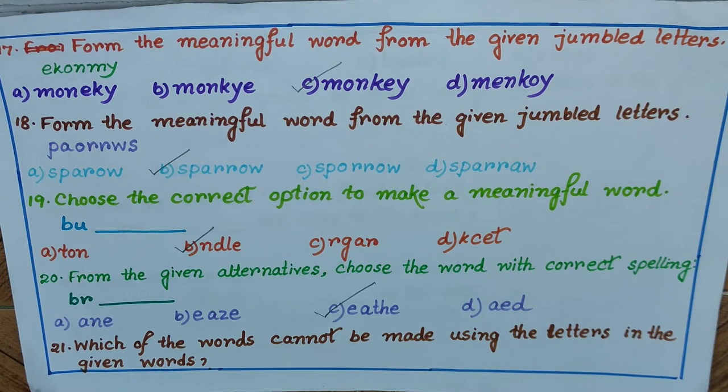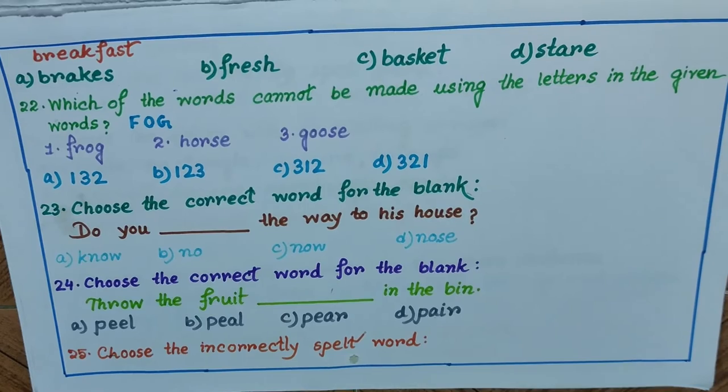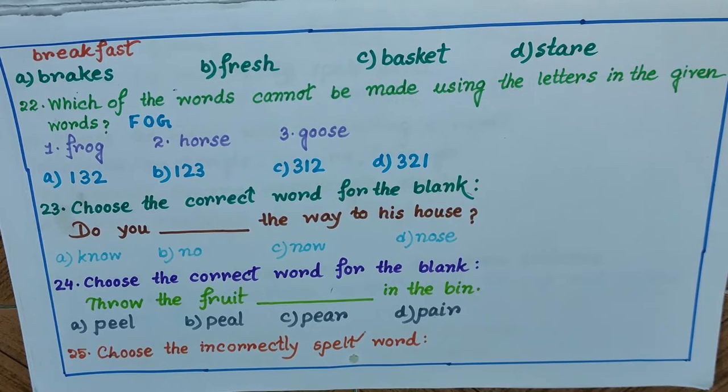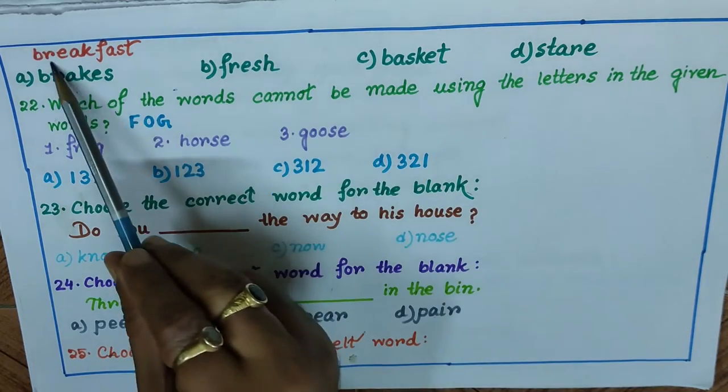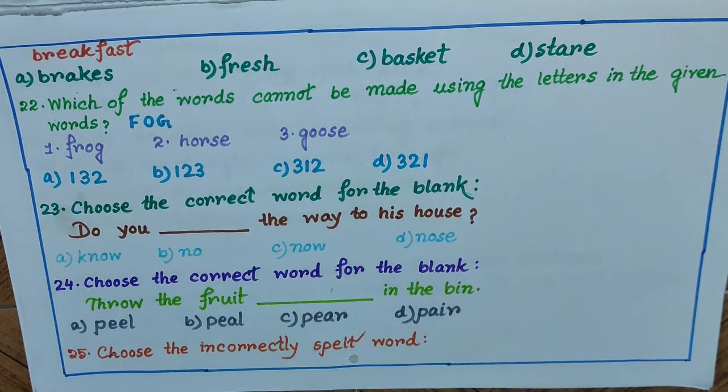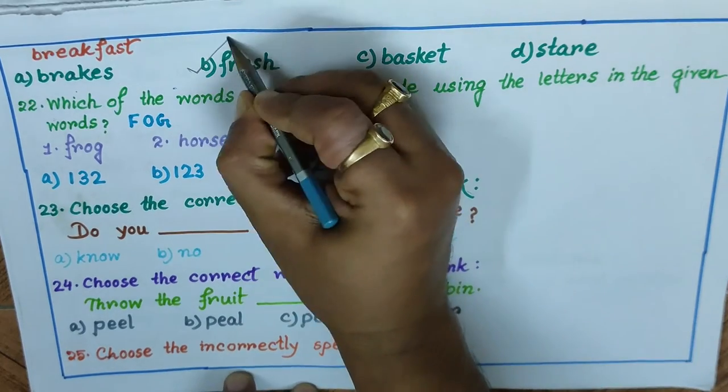Next question, 21. Which of the words cannot be made using the letters in the given word? The given word is on the next page, and also the options, so we will have to see the next page. So breakfast. From breakfast we have to see which of these words among A, B, C, D cannot be made using the letters of the word breakfast. As you can see, in B we have the letter H, and H is not there anywhere in the letters of the word breakfast. So B is the right option for us.